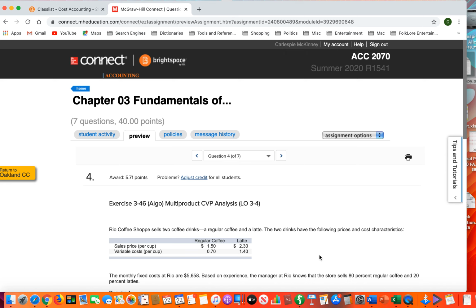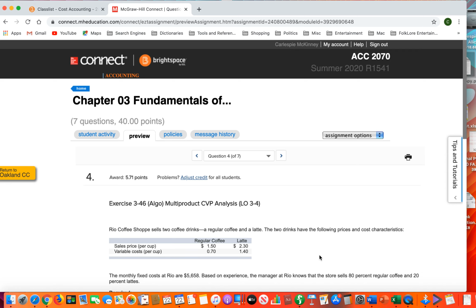So let's go back. 80 cents times 0.8 is 64 cents, and 90 cents times 0.20, 20%, is 18 cents. So 18 cents plus 64 cents is 82 cents. That's the average contribution margin per unit. Weighted average, actually. It is the weighted average contribution margin per unit.